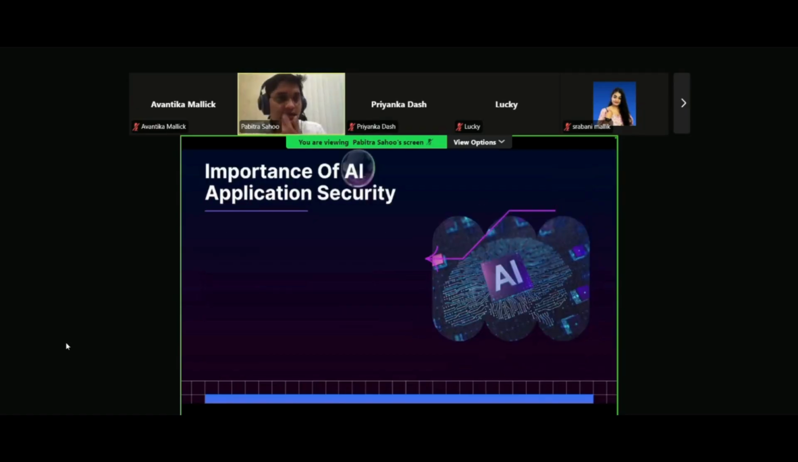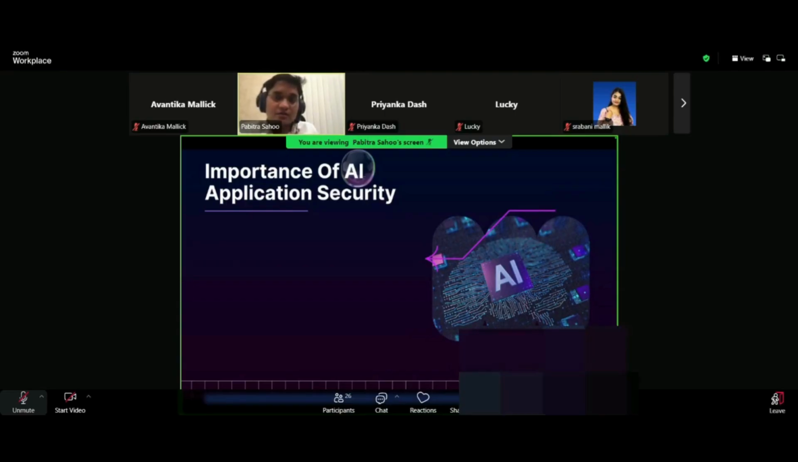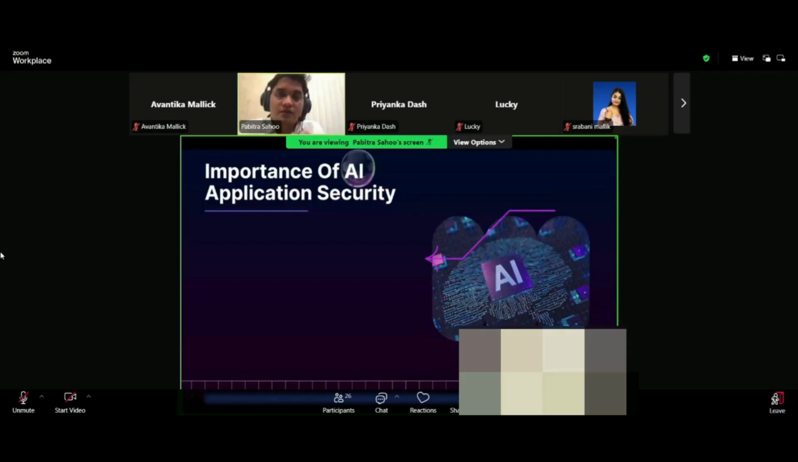Next is why AI application security is important. Okay, we understand this is the AI application. What is the importance of AI application security? Why is it most important?